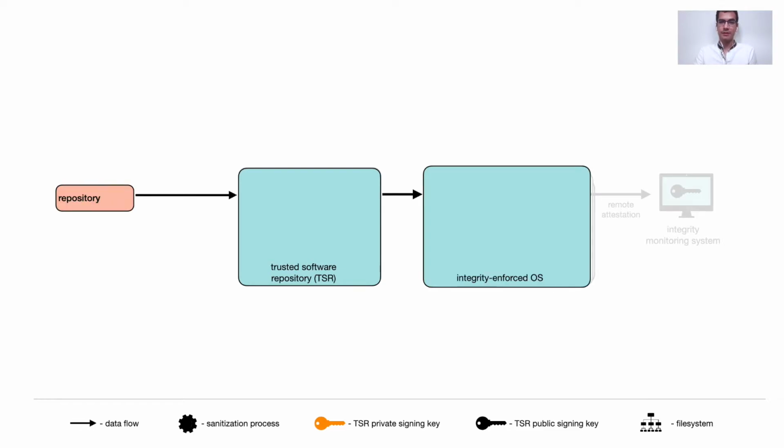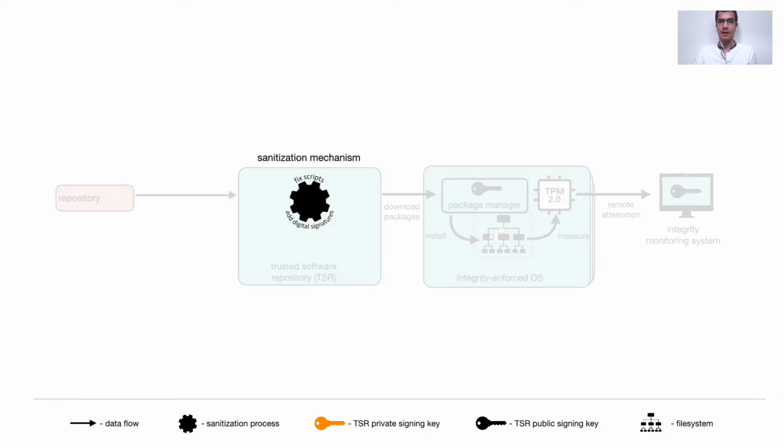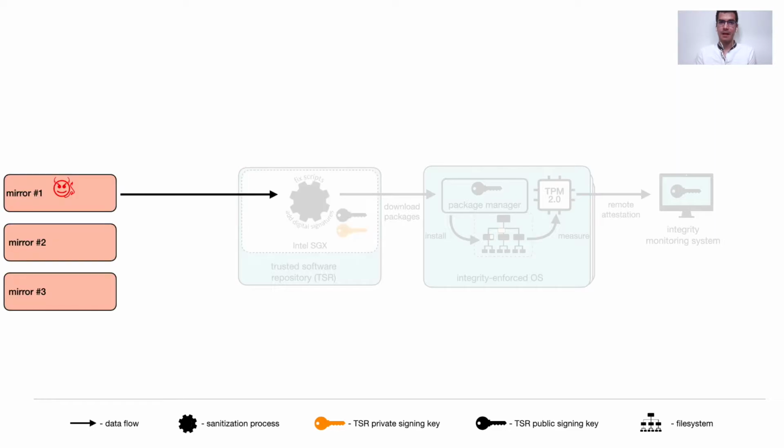This is a proxy between the operating system and software repositories. TSR implements a sanitization mechanism that modifies software packages in a way that software updates are verifiable by the monitoring system. TSR has its own signing keys to certify that the package was sanitized. These keys are protected with the Intel SGX. Furthermore, TSR tolerates malicious mirrors that might be used by an adversary to compromise the operating system.